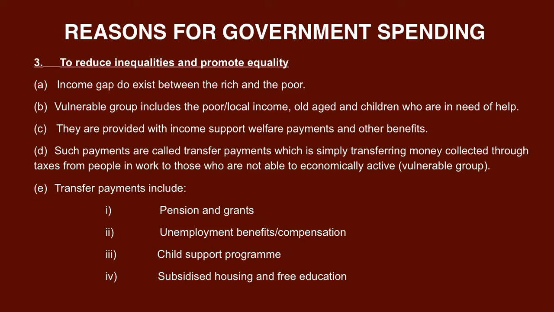These payments are what we call transfer payments, which is simply transferring money collected through taxes from rich people. Transfer payments include pension and grants, unemployment benefits or compensation, child support programs, and subsidies on housing and education.